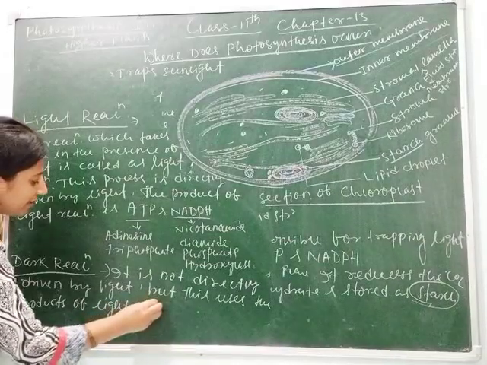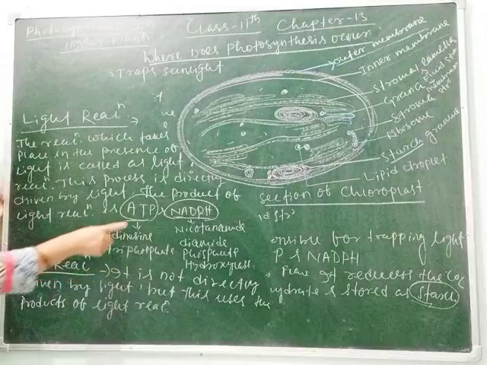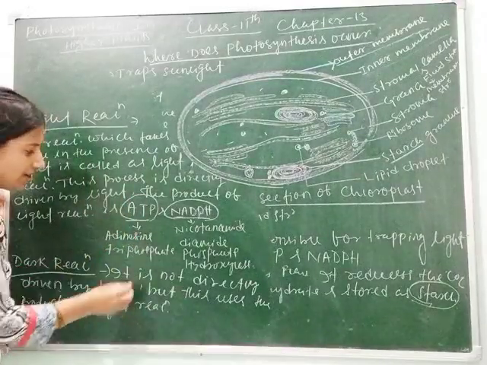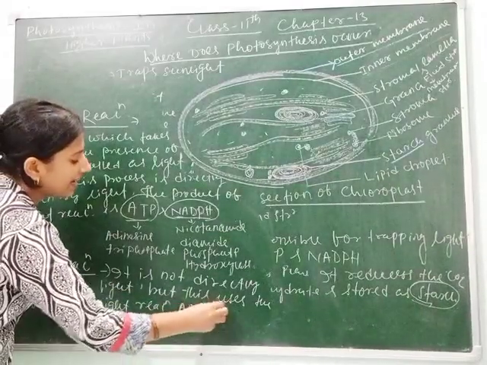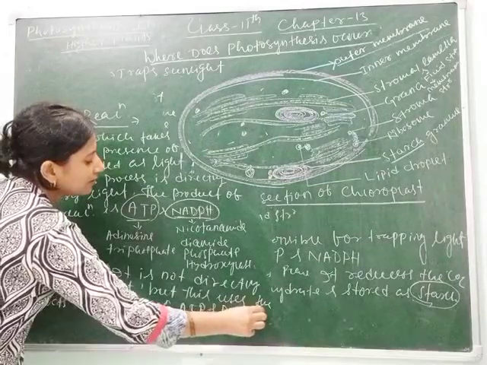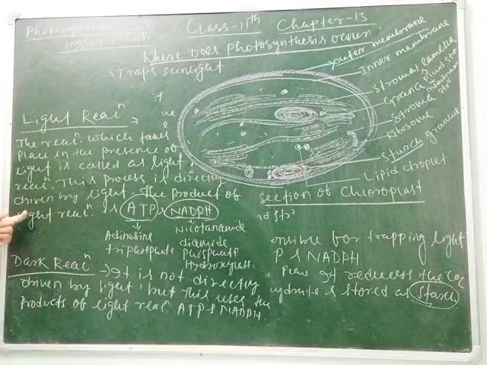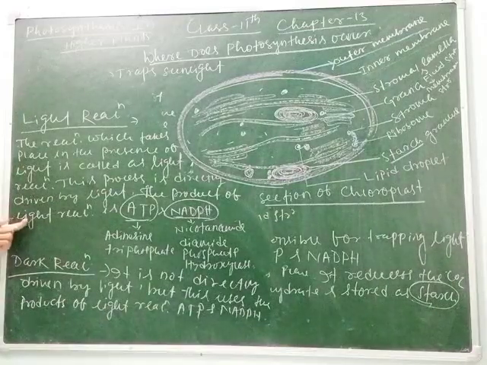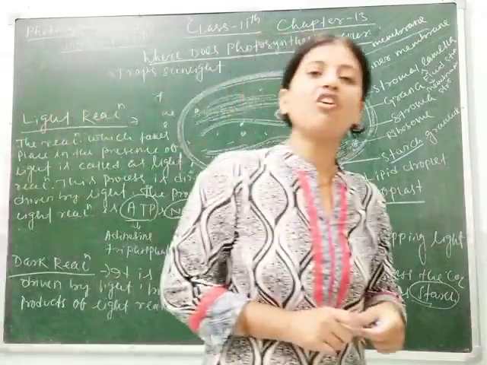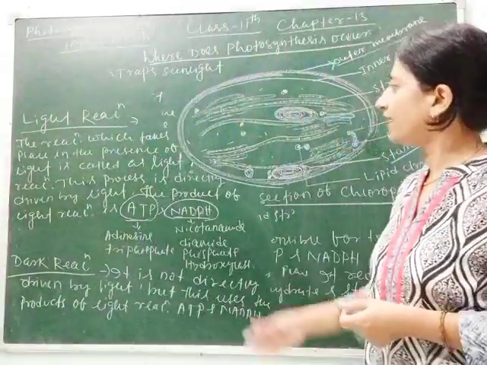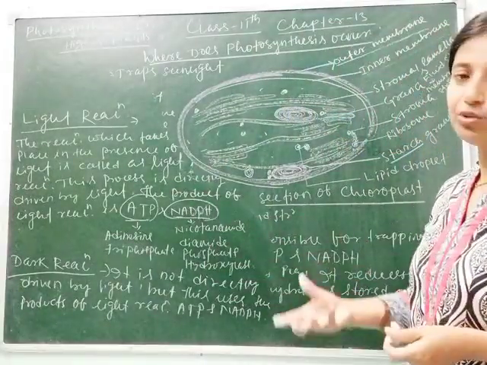So the products of light reaction are ATP and NADPH. In dark reaction, ATP and NADPH are not formed. They are only used, and they are taken from the light reaction. Hence we can say that this should not be taken as happening in darkness but as using the products of light reaction. Students, we will study more about light reaction and dark reaction when we continue the chapter.